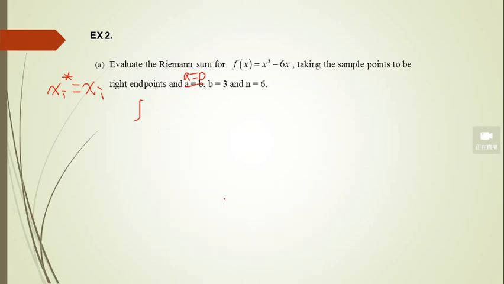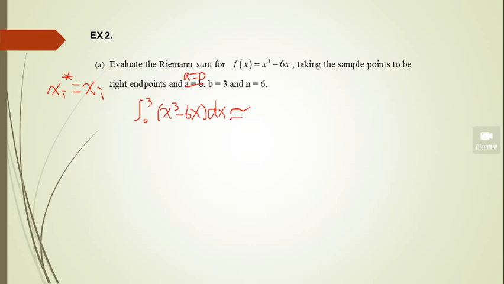So the definite integral from 0 to 3 of f(x), which is x cubed minus 6x dx, right? f(x) dx, and that equals the limit. But here we are trying to approximate it.